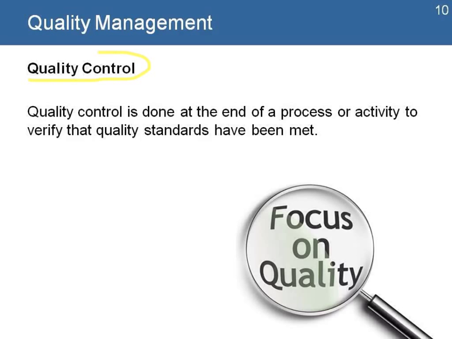Quality control is done at the end of a process or activity to verify that quality standards have been met. That means that after we complete an activity or deliver a good or a service, we measure and control it by making sure that it's following its standards. And if we find something that is wrong, then we either close that activity, do it again, or change whatever product or service needs to be changed.